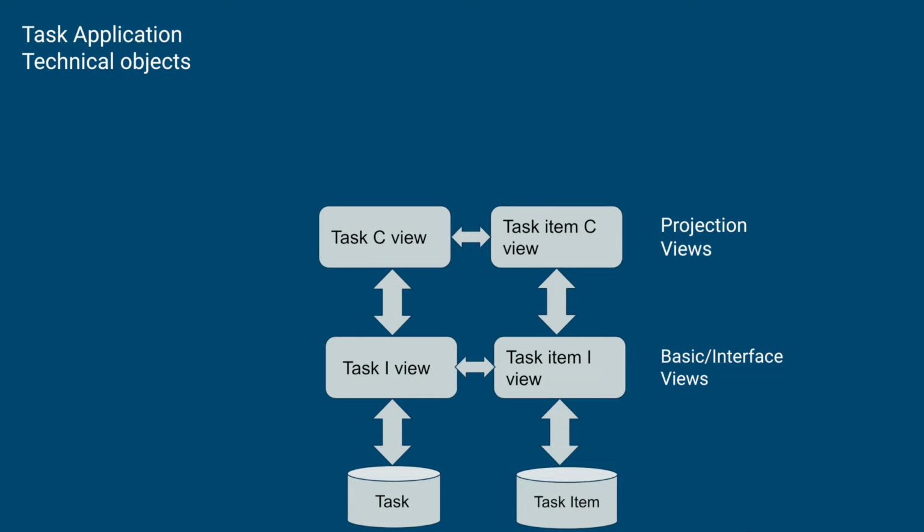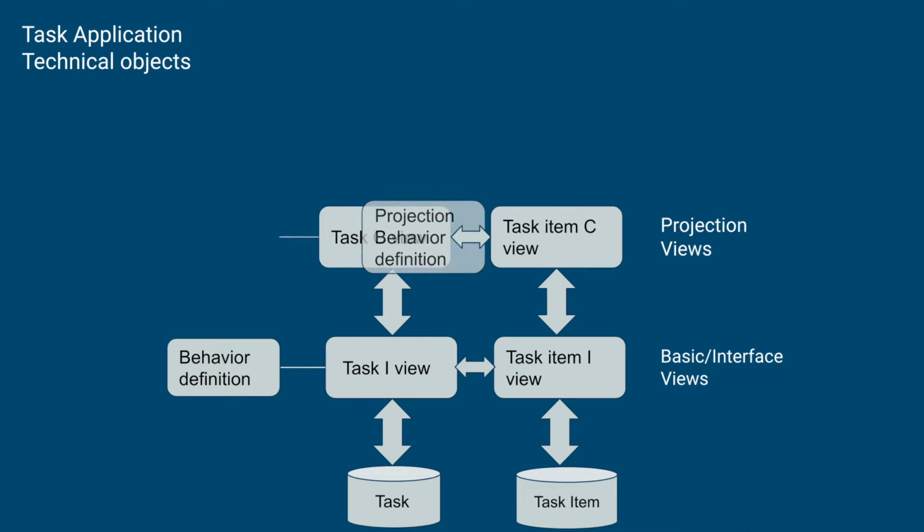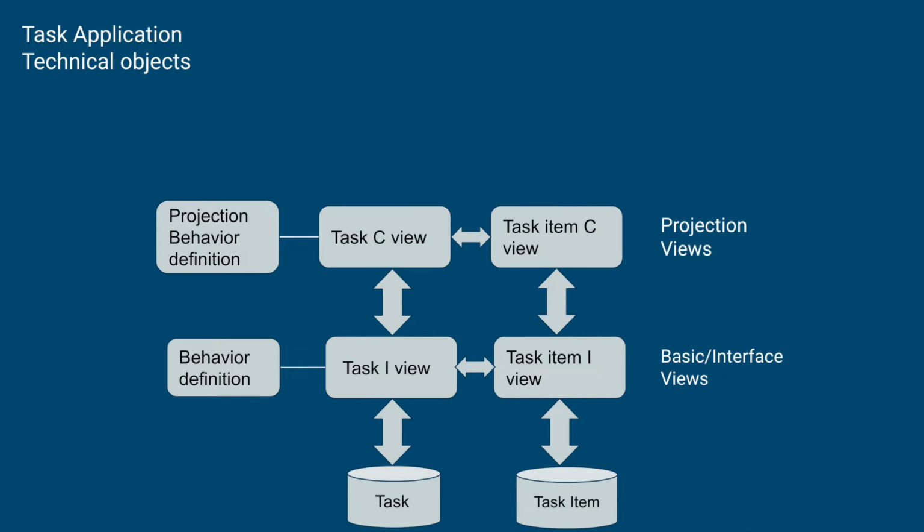Okay, let's get started. On our I views we have already created behavior definitions. On top of the C views, we have already created our projection behavior definition. If I want to expose my business object to the outside world, I need to create a service layer for that. First, we need to create a service definition where we expose our entities to the outside world.